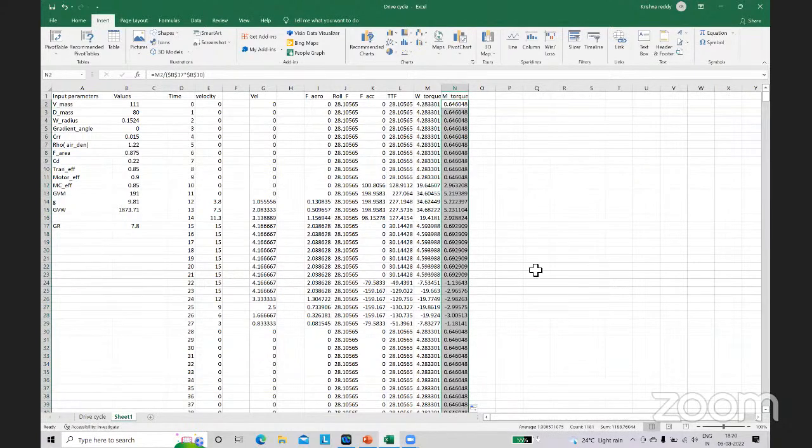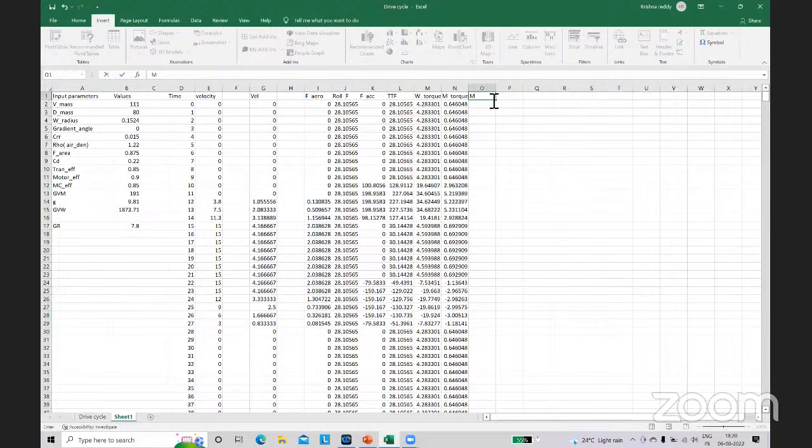So this is motor torque. And we'll calculate motor speed. For the motor speed, the equation is GR into wheel speed. GR is nothing but the gear ratio. Put the dollar symbol, multiply with wheel speed. Okay, I think we have not calculated wheel speed. We'll calculate that one first.